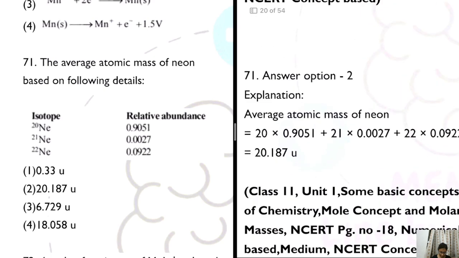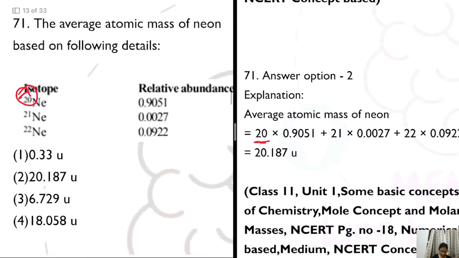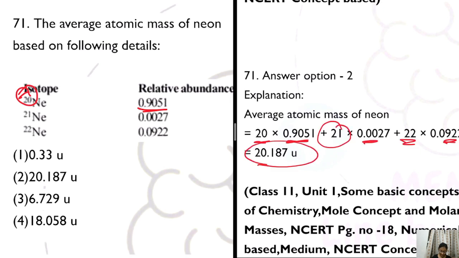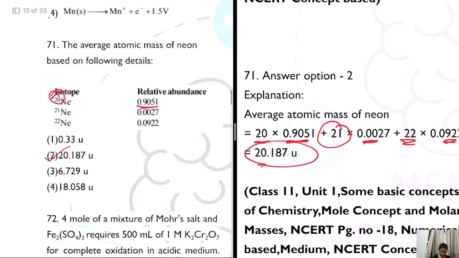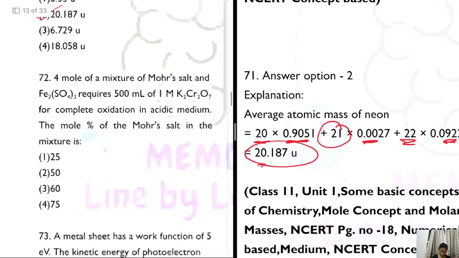So see, average atomic mass: 20, the mass number that is given, into the relative abundance; then 21 and the second one, and then 22 and the third one. Upon adding all these, we'll get this much. That is the correct answer. Now let's see the next question.